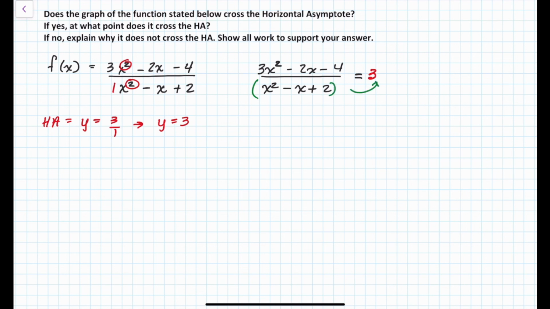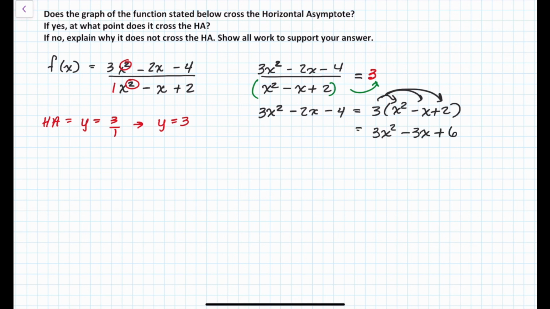And if we get something that works, that's a true equation, then we know the graph does cross the horizontal asymptote. If we get something that doesn't work, such as like 2 equals -6 or something that's not true, then the graph would not cross the horizontal asymptote. So let's see. So if I solve for x, and I'm going to add 4 to the other side, so I'm going to get x equals 10.